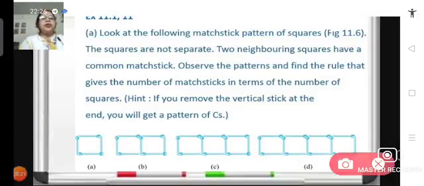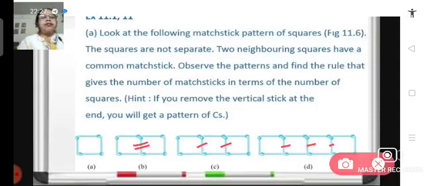So what is the problem? Look at the following matchstick patterns of squares. The squares are not separate; here the squares are attached. 2 neighboring squares have one common matchstick, isn't it? Here this one is the common one. Here 2 common ones are there, and here 1, 2, 3 common sticks are there.